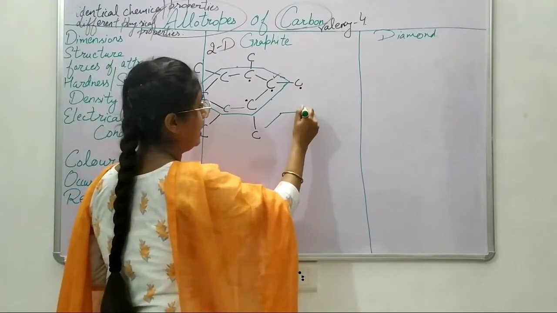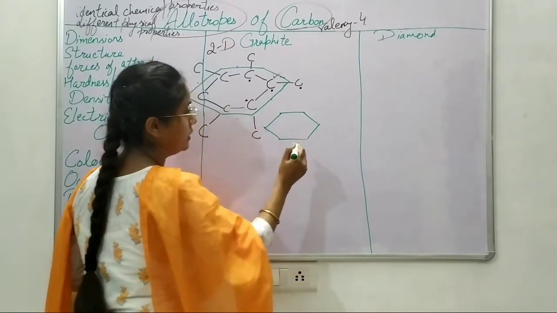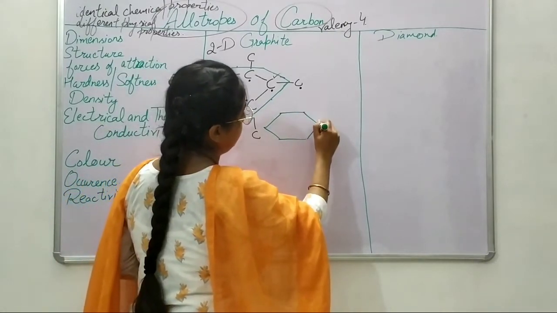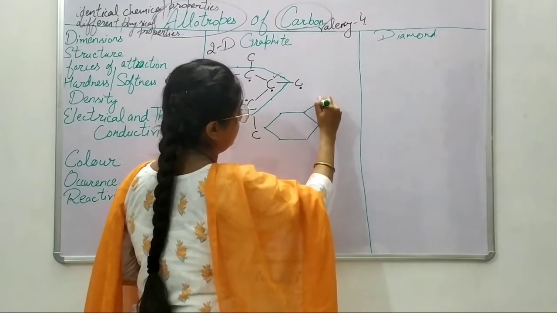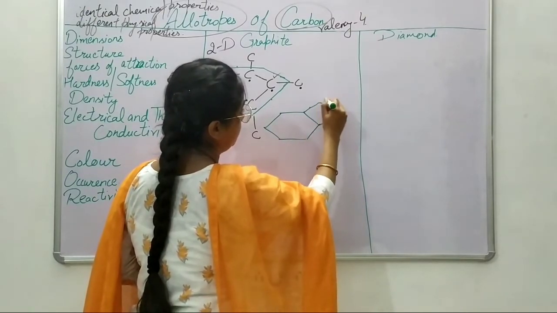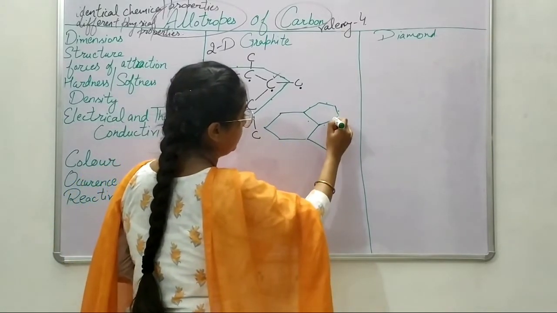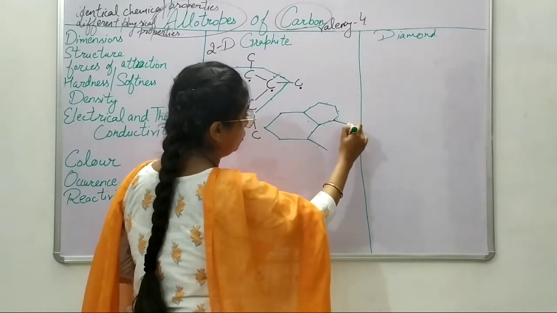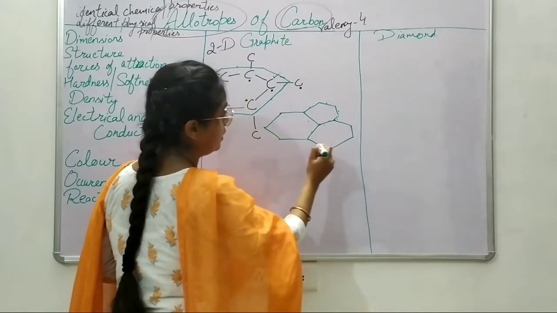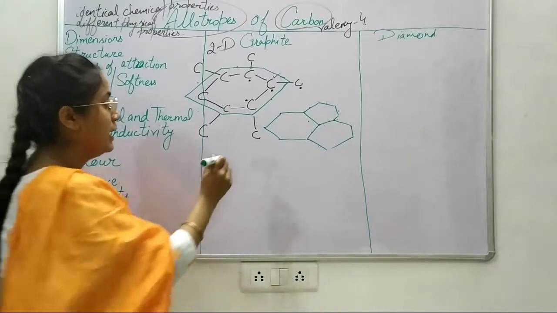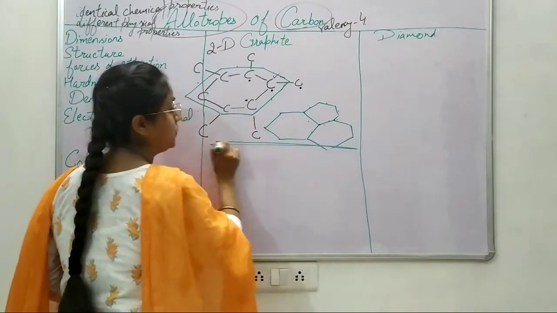You can say a hexagon has formed here, another hexagon, 1, 2, 3, 4, 5, 6. Another hexagon has been formed here, 1, 2, 3, 4, 5, 6. Another hexagon. Similarly, a layer of hexagons will be formed, and it will be the upper layer.